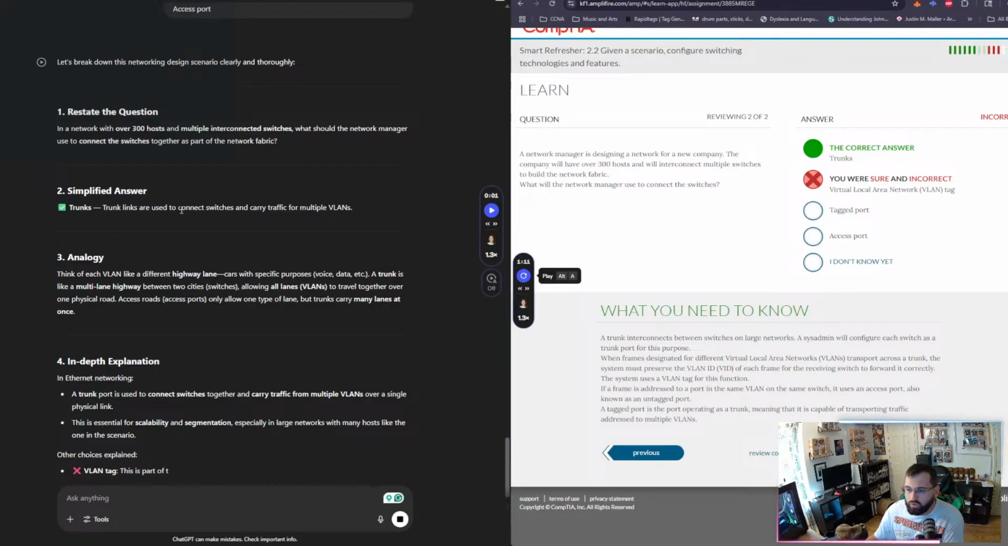Trunk links are used to connect switches and carry traffic from multiple VLANs.